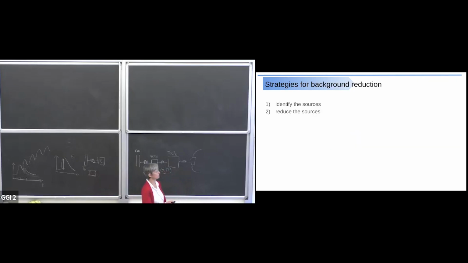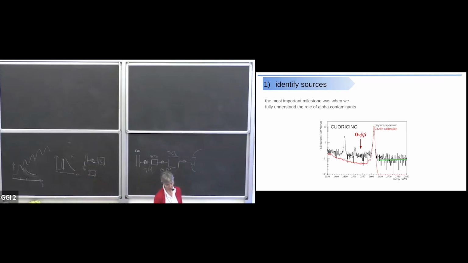Let me briefly describe to you how we worked on background reduction. I also prepared 2 exercises for you on that. I will post them on the dedicated folder, so this afternoon you can look at them. So the first step is to identify the sources of the background, and we already discussed a bit in the first lecture what are the sources of the background, and then work on their reduction.